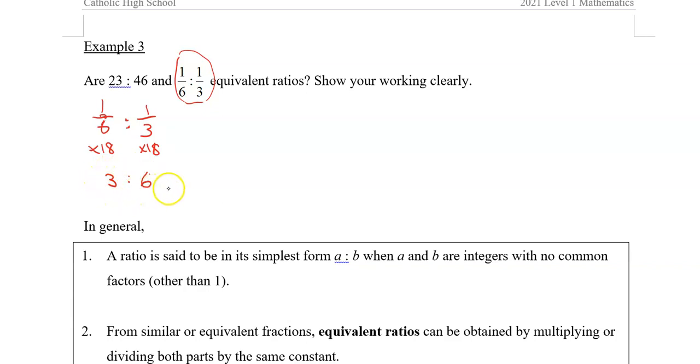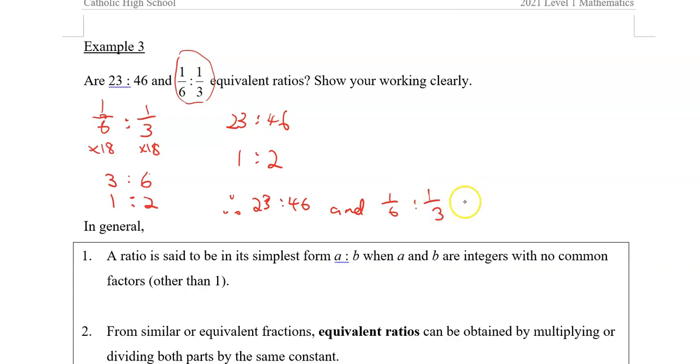Is 3 over 6 the same as 23 over 46? If we simplify 23 over 46, we can see that both sides can be divided by 23, so it will be 1 is to 2. Both simplify to the same ratio, 1 is to 2. Therefore, 23 is to 46 and 1 over 6 is to 1 over 3 are equivalent.